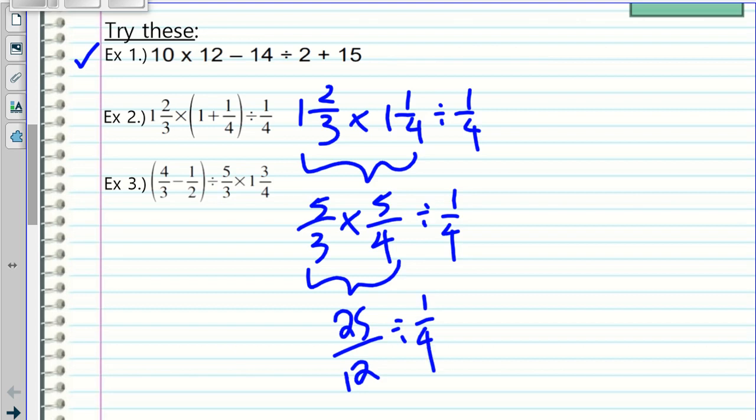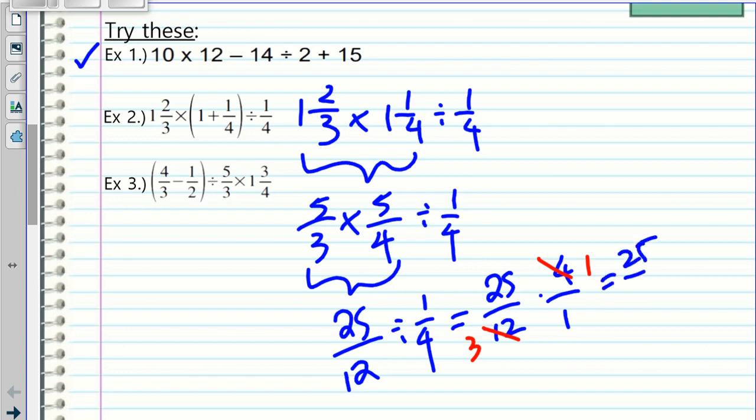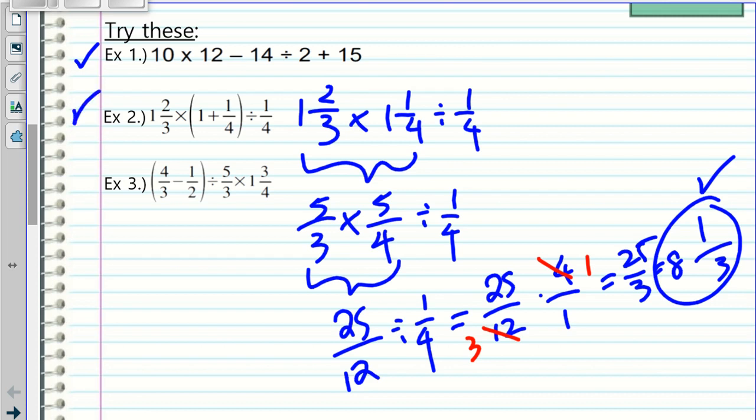1/4, right? And then keep, change, flip. Nice. All right, remember ABC, right? Always be canceling. So 4 going to 4 once, 4 going to 12 3 times. And then we have 25 over 3. And that is 3 going to 25 8 times. 8 1/3. Yeah, okay. All right, that's done, all right?